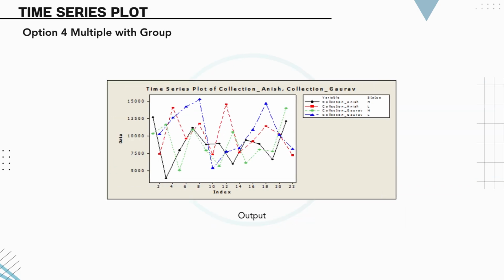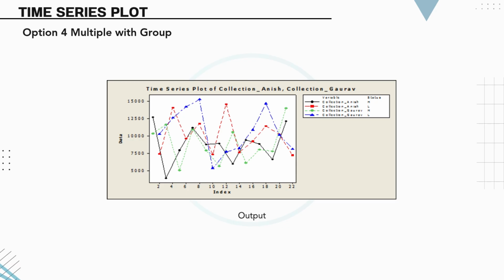This slide shows the output generated from the multiple with group option in the time series plot. As you can see, this plot combines data from two different numeric series, Collection Anish and Collection Gaurav, across a time index. But what makes this plot more insightful is the inclusion of a grouping variable, status, which further categorizes the data into M and L groups.